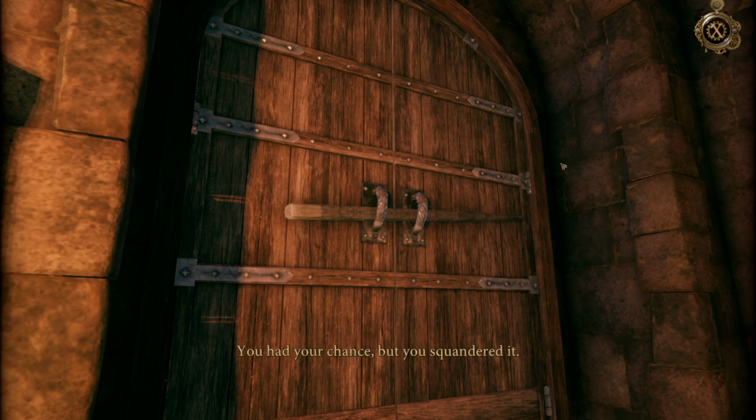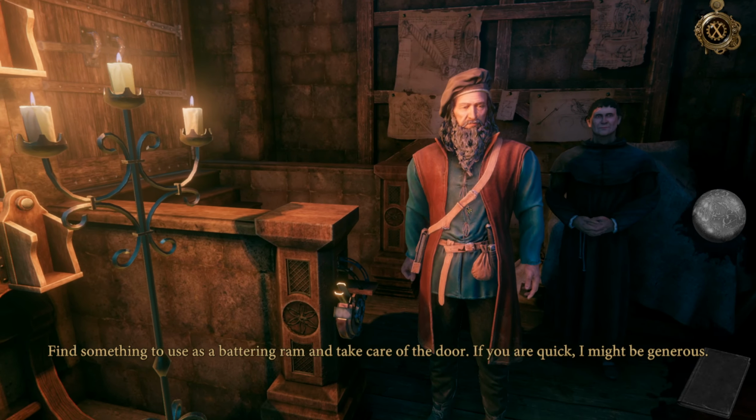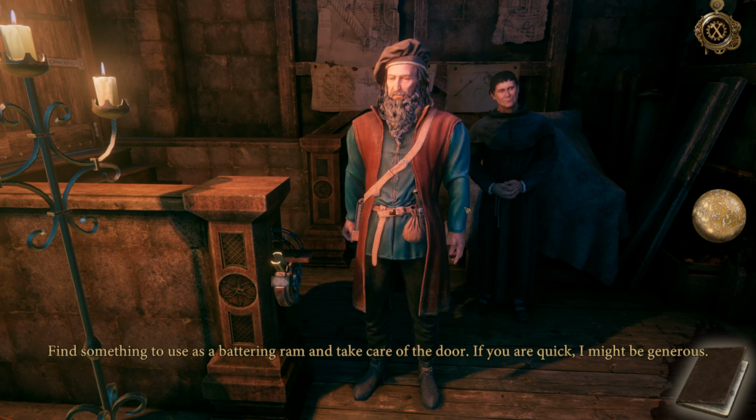You had your chance, but you squandered it. Do not expect me to find any mercy for you after this. Find something to use as a battering ram and take care of this door. If you're quick, I might be generous.